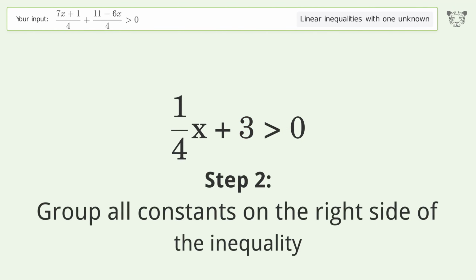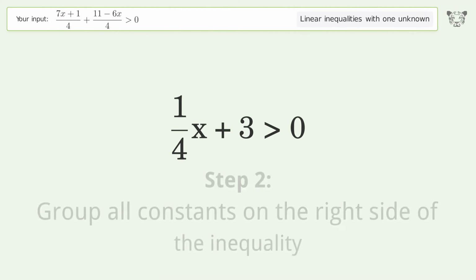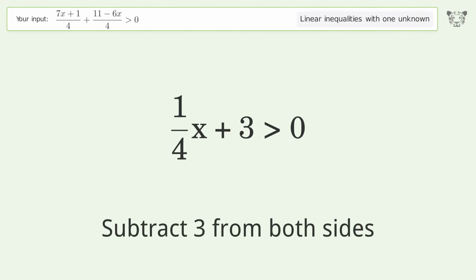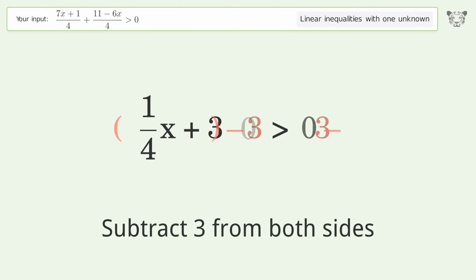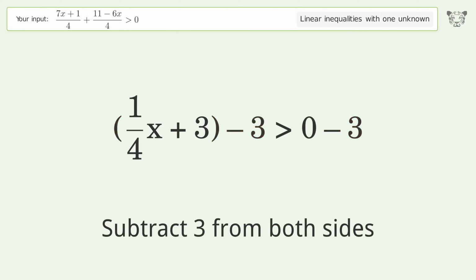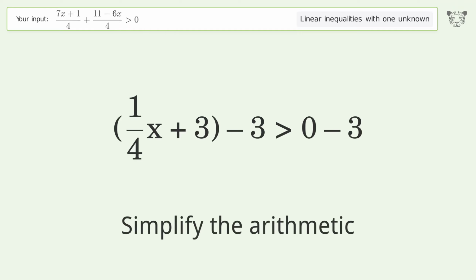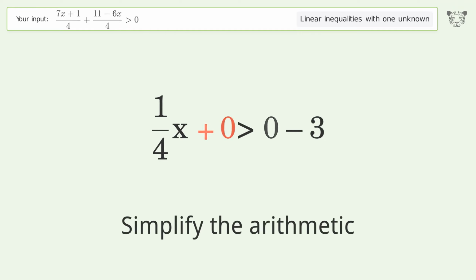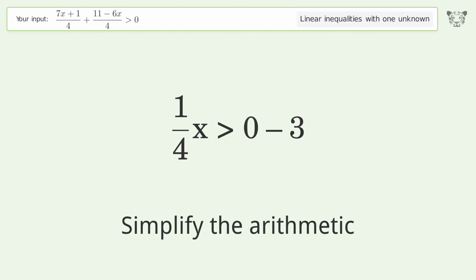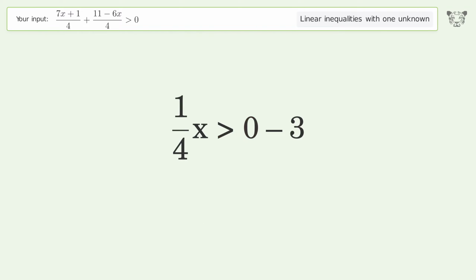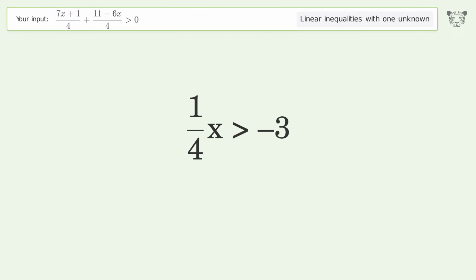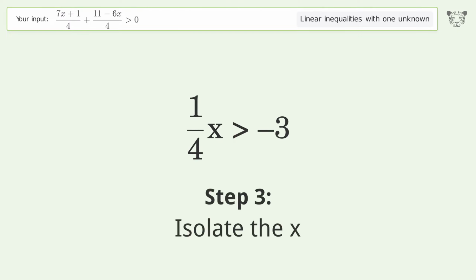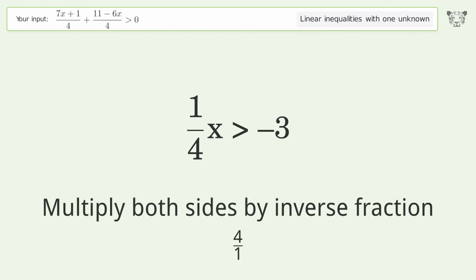Group all constants on the right side of the inequality. Subtract 3 from both sides. Simplify the arithmetic. Isolate the x. Multiply both sides by inverse fraction 4/1.